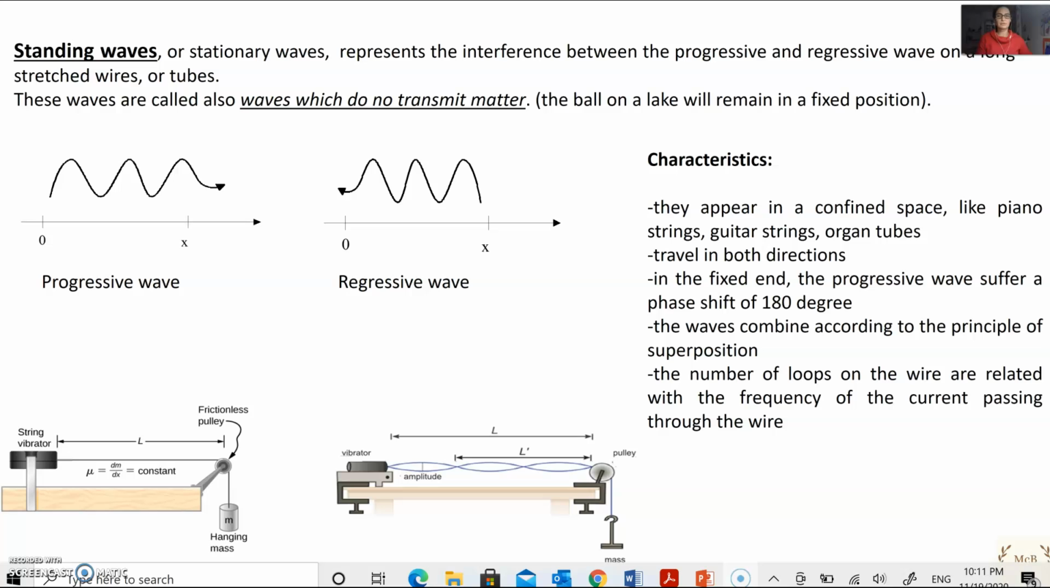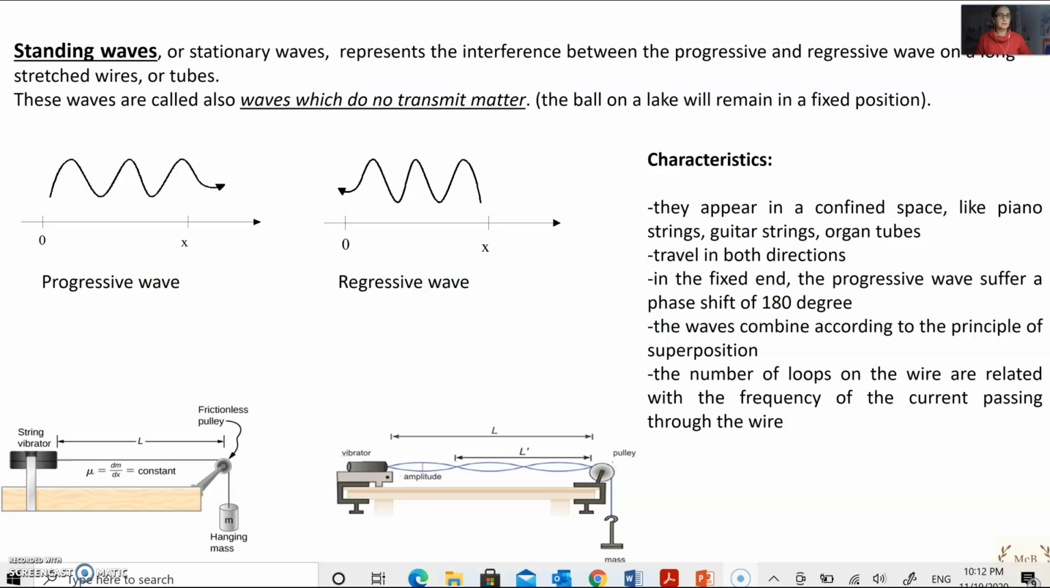Starting from this, we can define the standing waves or stationary waves, which represent an interference between two waves, a direct or so-called progressive wave and an indirect or regressive wave. These are waves which do not transmit matter. It's like when you throw a ball into a lake, in the middle of the lake, around the ball forms the standing waves. Even if you throw a rock after the ball, you cannot bring the ball to you.